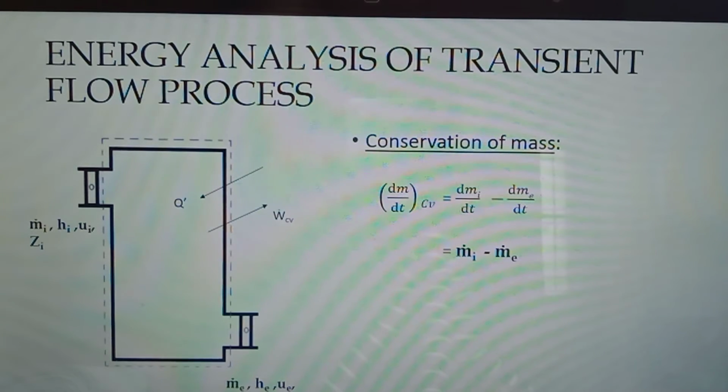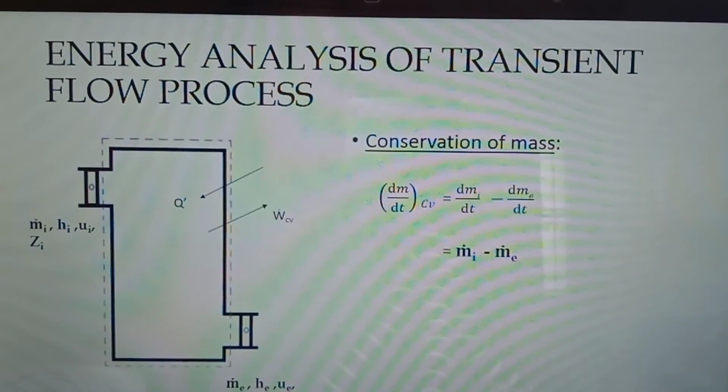Here Mi represents the mass at the inlet region, which will be varying with respect to time because of the transient flow process, as well as the mass at the exit region Me will be varying with respect to time because of this transient flow phenomenon. So the final equation becomes Mi dot minus Me dot. So this is an important relation. You will be using this mass equation to solve the problems.